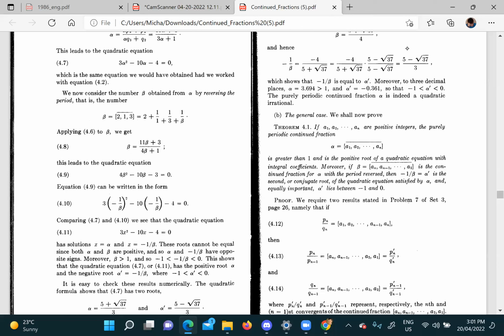Really important. Why is that equally important? Suspicious. Then we require 2 results stated in problem 7. Oh, look at that. We actually did that problem. Who would have thought? Because that was the reversal. It just kind of came to mind, but we didn't use it, so we kind of just left it there in the back of one's mind. Swap the root.